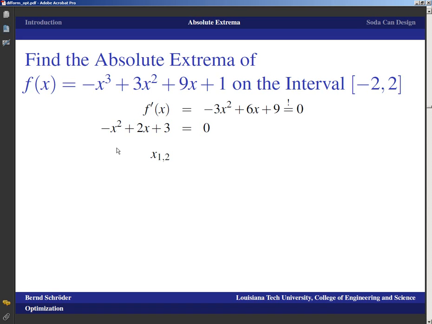But I think here I even just use the quadratic formula. We end up with negative b, negative 2, plus minus square root of b squared, 4, minus 4ac. 4 times negative 1 times 3 is negative 12, and we've got two negative signs, so we end up with 4 plus 12, divided by negative 2. And that ends up being negative 2 plus minus square root of 16, which is 4, divided by negative 2. And so with the plus, we end up with 2 over negative 2, which is negative 1. And with the minus, we end up with negative 6 over negative 2, which is 3.